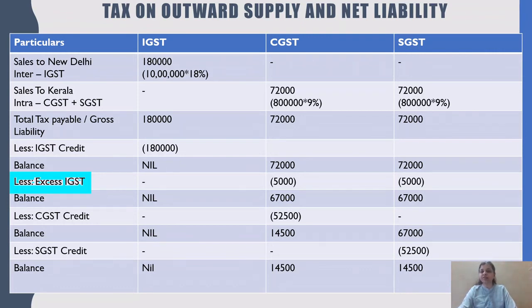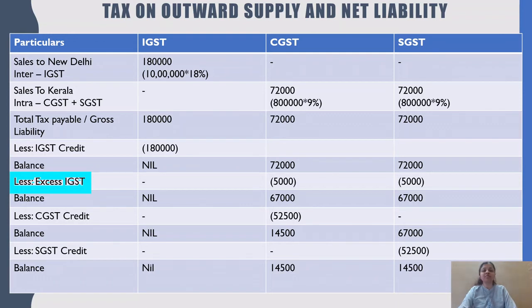So the total tax payable is 1,80,000 under IGST, 72,000 under CGST and 72,000 under SGST. This is the total liability or gross liability. Now why are we calling it gross liability? Because further we can adjust the input tax credit which is available with us, and then we will get the net tax liability which is supposed to actually be paid. So now let us start the adjustment of input tax credit.